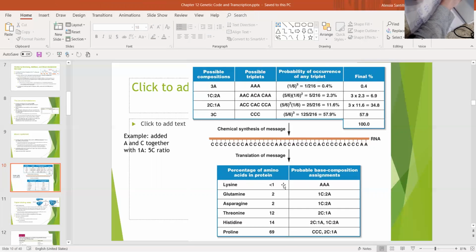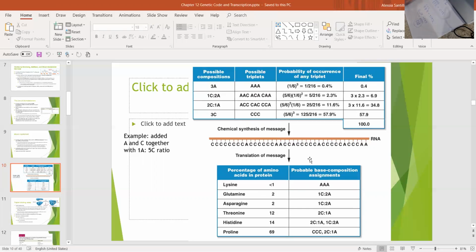So they saw that lysine was less than 1%, and they actually even knew this from the other experiment. Lysine is probably encoded by AAA because that's less than 1%. Then they saw something with 1A and 2 C's, which happened 12% of the time. So it's 6.9 plus another 6.9. There are 2 triplets that code for threonine here, or something like that. So it was likely coded by one of the 2C plus 1A triplets.